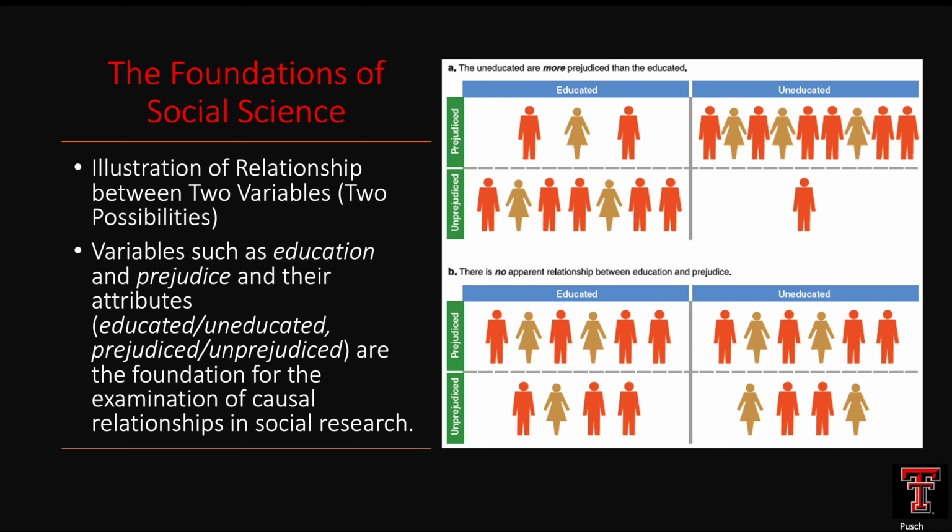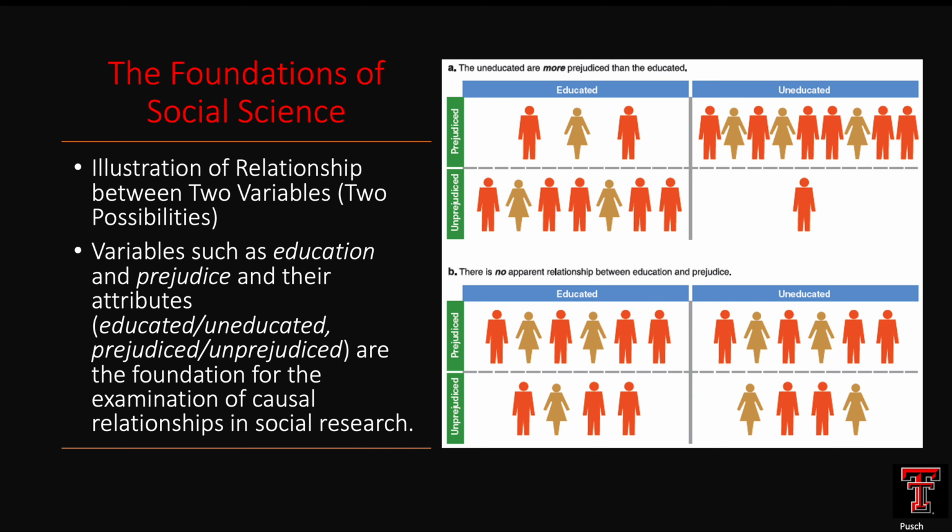Okay, so what we're looking at in our quantitative social science research is a relationship between two variables. So basically, is there a relationship there? First, we're going to look at education and prejudice. These are our two variables: education and whether or not somebody is considered prejudiced. And we're going to look to see if there's a relationship.